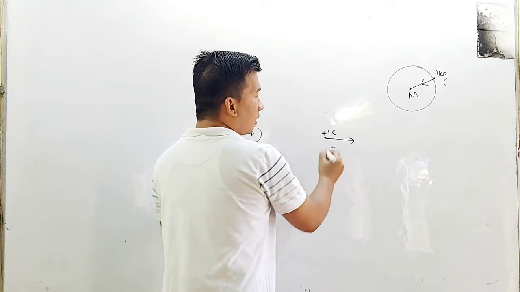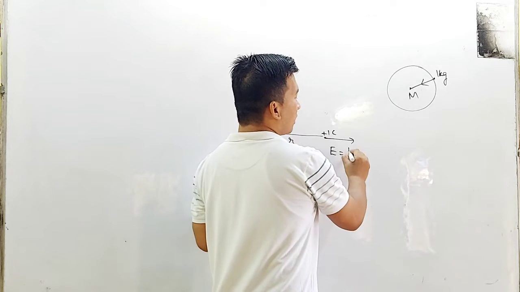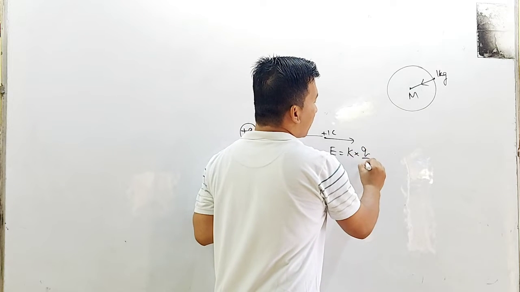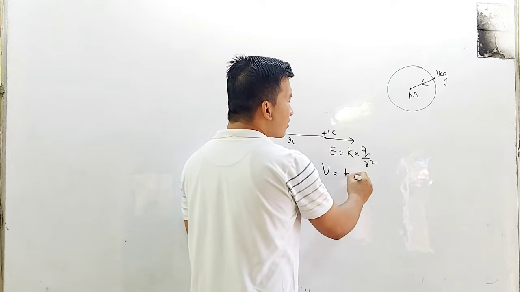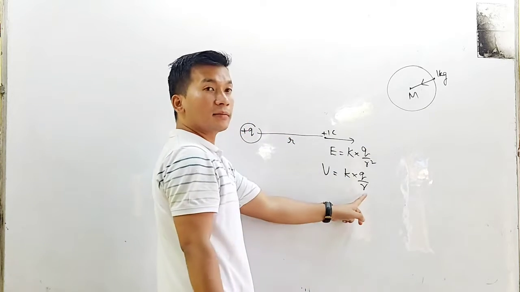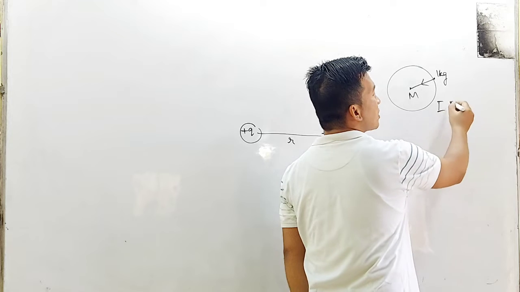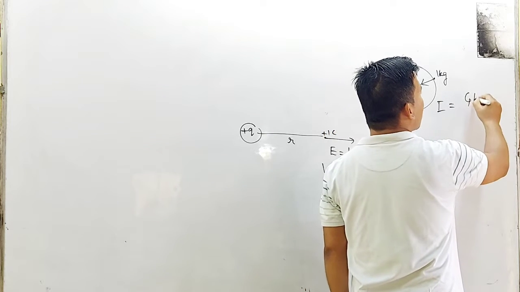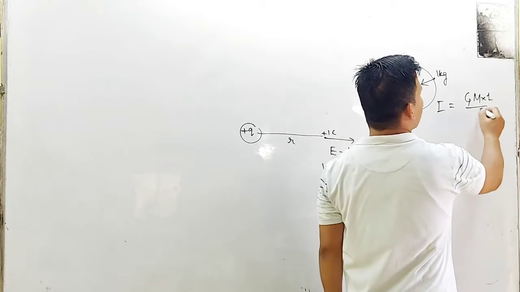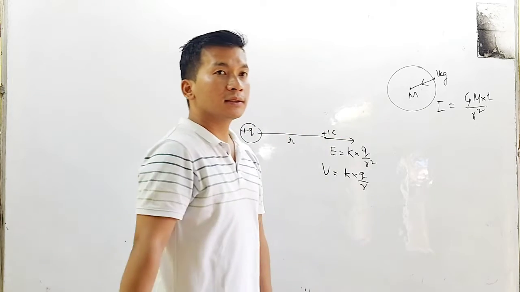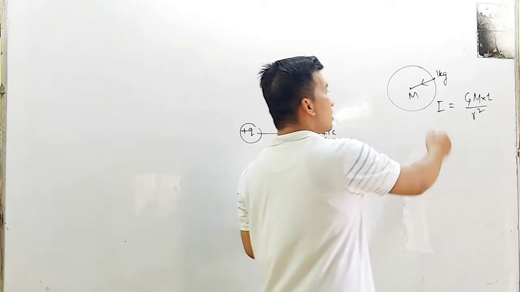And what is the energy? The energy required, if these two are separated by a distance r, will be k times q divided by r squared, and the potential will be k times q divided by r. In terms of force, it will be known as intensity, written as capital G capital M, with the mass now replaced with 1, divided by r squared. Force goes as 1 by r squared.